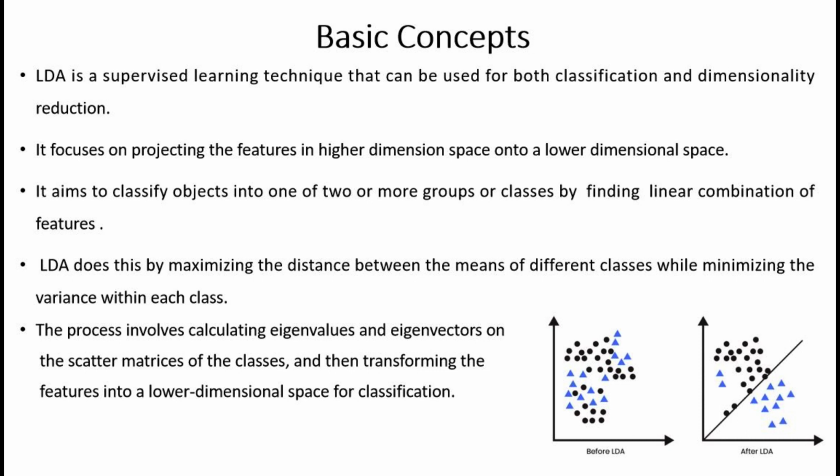It aims to classify objects into one of two or more groups or classes based on some set of parameters that describes objects. The diagram shows the classification of different classes before and after implementing linear discriminant analysis. LDA does this by maximizing the distance between the means of different classes while minimizing the variance within each class. The process involves calculating eigenvalues and eigenvectors on the scatter matrices of the classes, and then transforming the features into a lower dimensional space for classification.